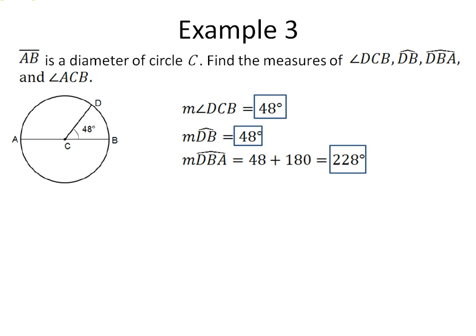Measure of arc DBA. If you look here, arc DBA starts at D, goes through B, and continues on to A. So since from B to A is 180 degrees, and from D to B is 48, we're going to add those two together to get a total of 228 degrees. And then lastly, we're looking for angle ACB, which is this angle that's formed by the diameter. Since this is a diameter and it goes all the way across the circle, it has a measure of 180 degrees.